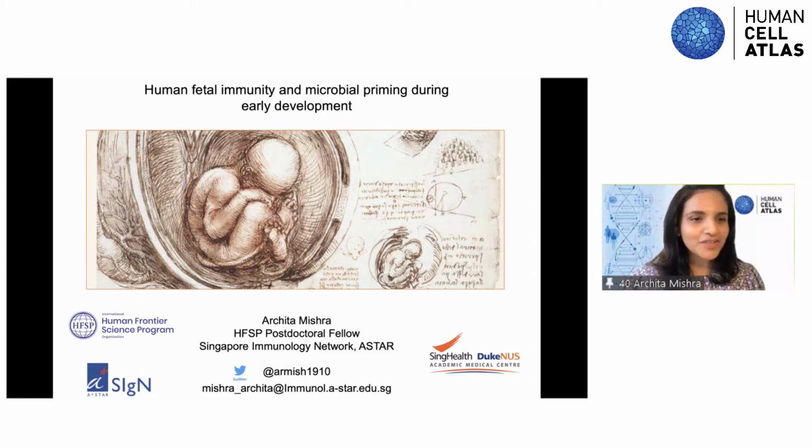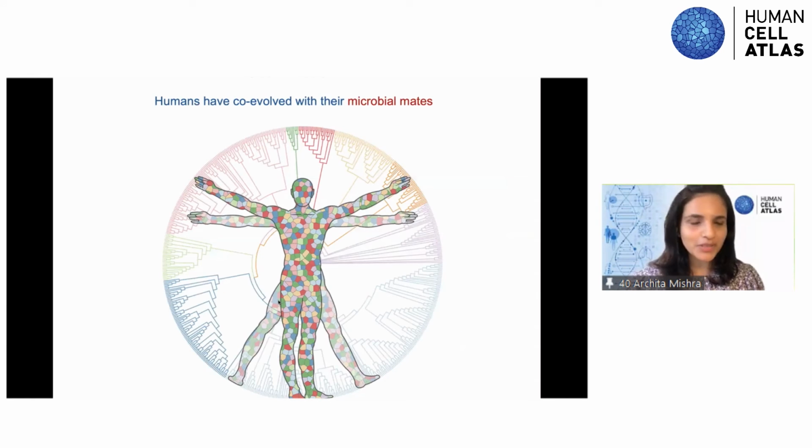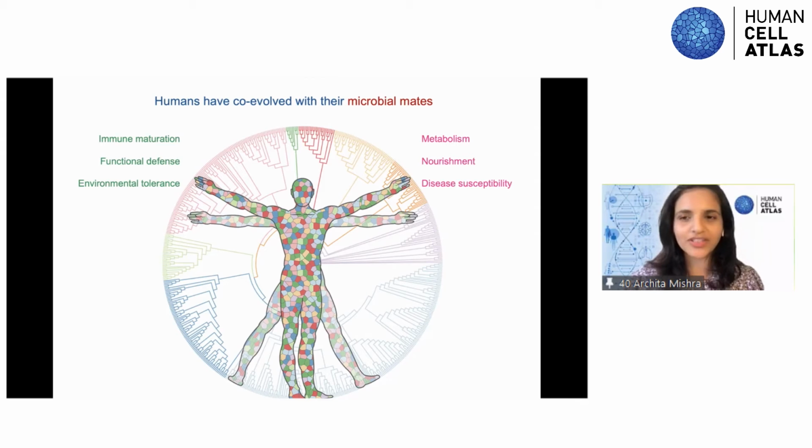I'm Archita. Today I'll be presenting our work on human fetal immunity and how microbes might prime it. But before that, I would like to bring to your notice that we as humans are a constantly evolving ecosystem. We are partly human and partly microbial, which goes for bacteria, viruses, and all kinds of microbes. And they are very intricately intertwined with a lot of the basic functioning of our body, which ranges from immune maturation, environmental tolerance, to nourishment and disease susceptibility.